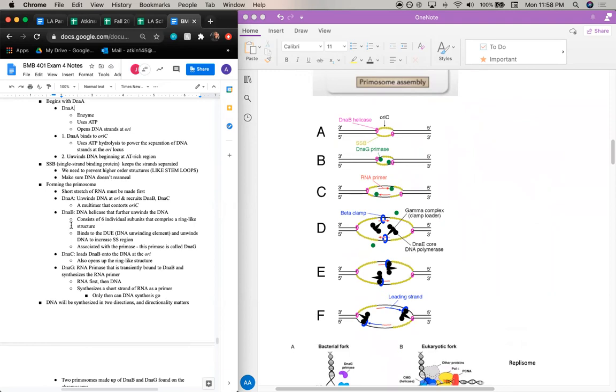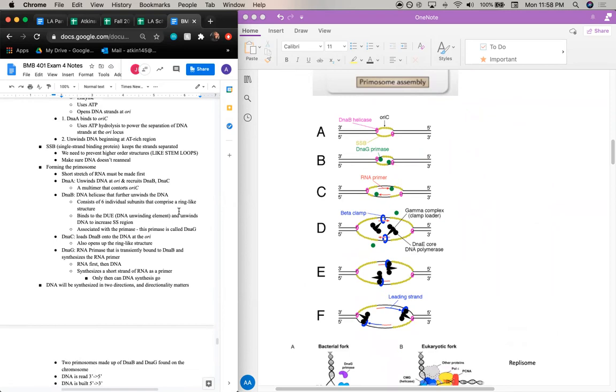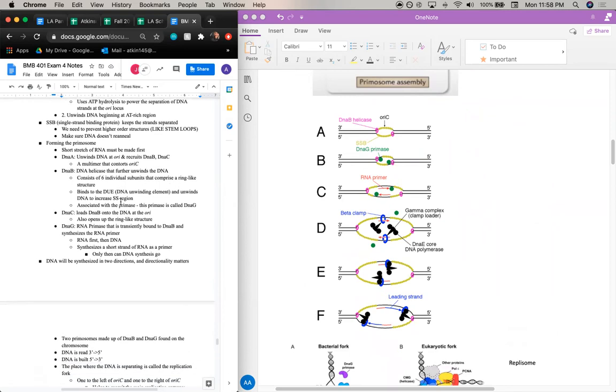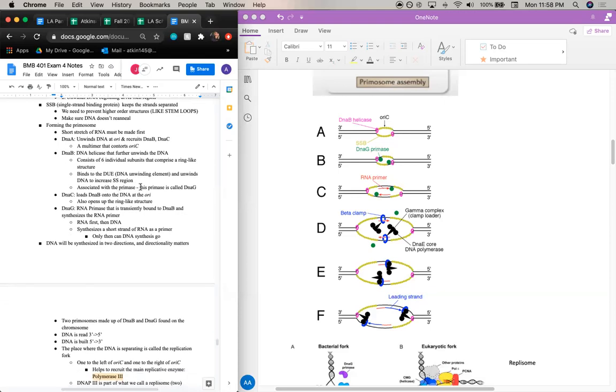Okay, so DNA A is a multimer that contorts the origin of replication, right? We talked about that because it makes sense. It's going to contort that origin so that it can open up. DNA B is a DNA helicase that further unwinds the DNA. So the DNA A kind of got it started, and now the DNA B is going to take that and run with it. It consists of 6 individual subunits that comprise a ring-like structure. Cool. It binds to the DUE, which is a common abbreviation for DNA unwinding element, and unwinds DNA to increase that single-stranded region. So we want more single-stranded DNA so that we can have access to it and start replicating on it. Okay, and it's also associated with the primase, and this primase is called DNA-G.